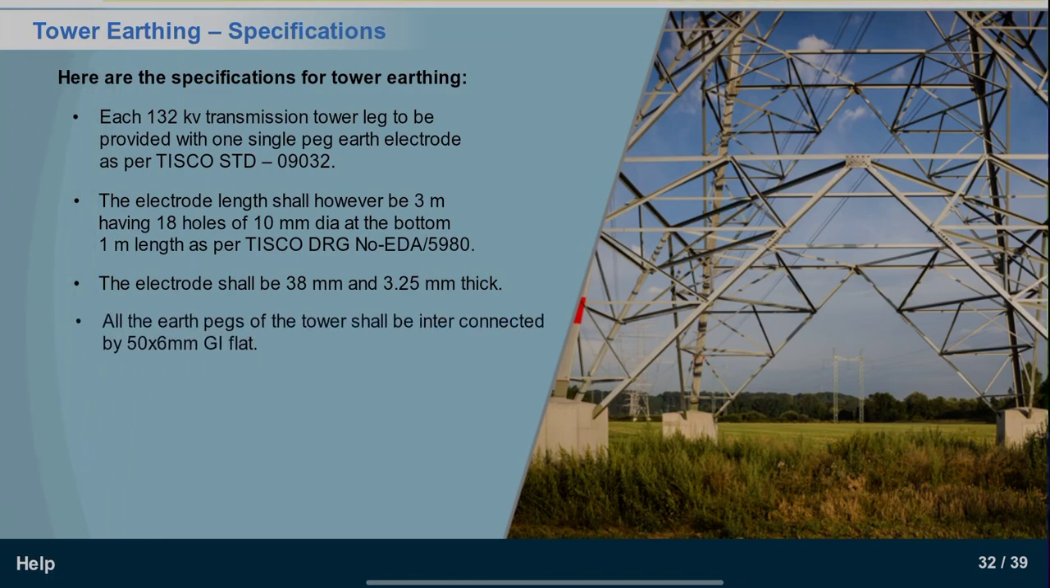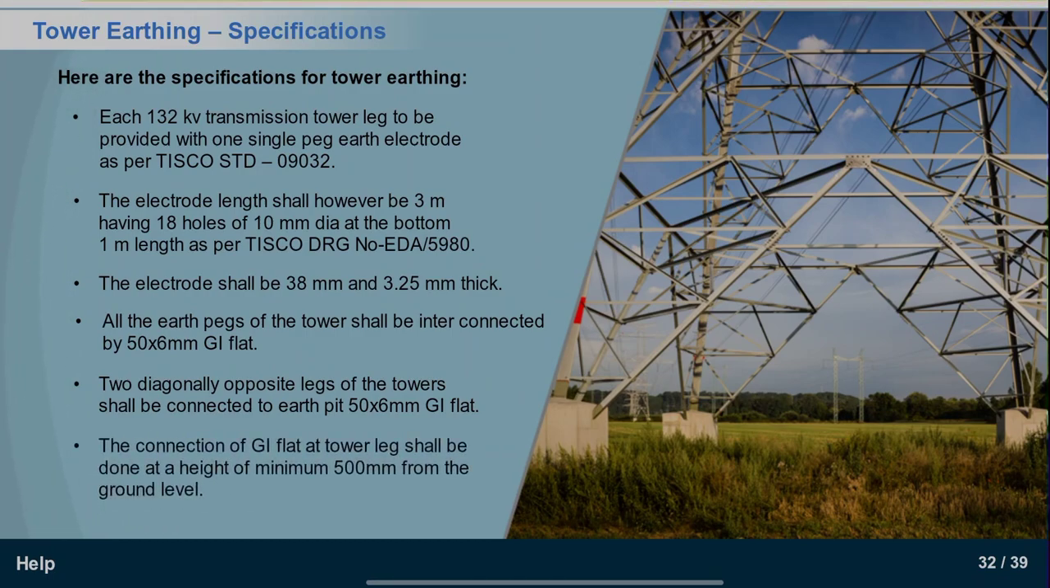All the earth pegs of the tower shall be interconnected by 50 x 6 mm GI flat. Two diagonally opposite legs of the tower shall be connected to earth pit by 50 x 6 mm GI flat. The connection of GI flat at the tower leg shall be done at a height of minimum 50 mm from the ground level. Hope you remember these specifications. Let us continue to the next topic.